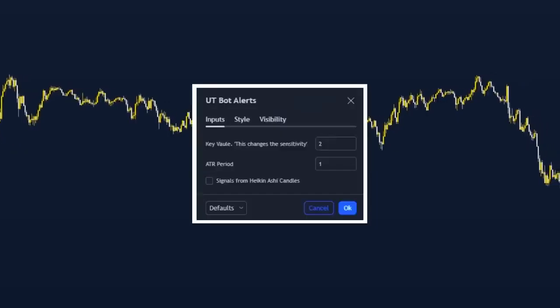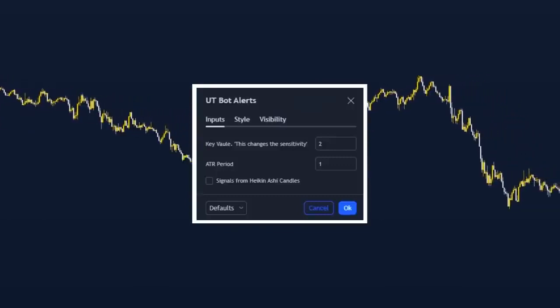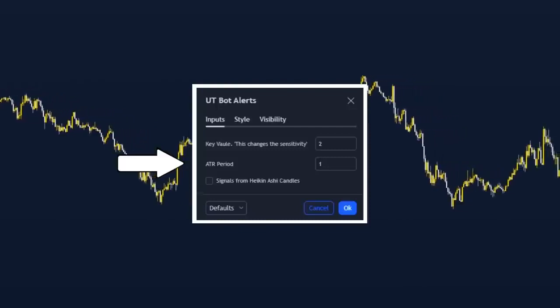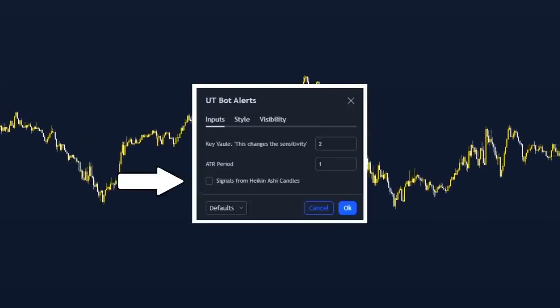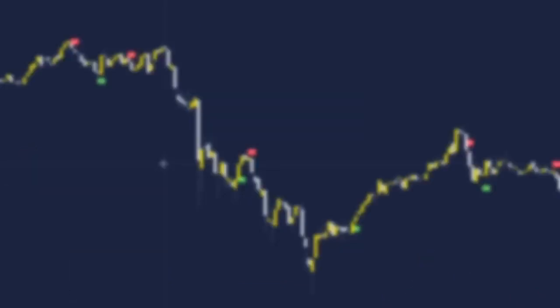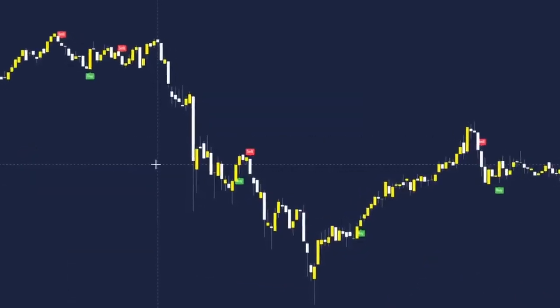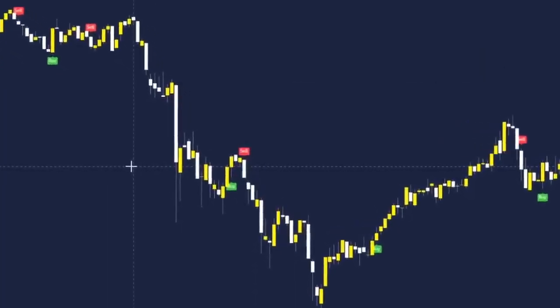Click on the settings for this indicator, and for the key value we're going to set that to 2. This changes the sensitivity overall of the buy sell indicator, and for the ATR period set that to 1. Make sure that you have the signals from Heikin-Ashi candles turned off, and on the style I have turned off the bar colours. This buy and sell indicator is by far one of the best, and these are some of the best settings that I've found for getting perfect entries when other confirmations align with it.